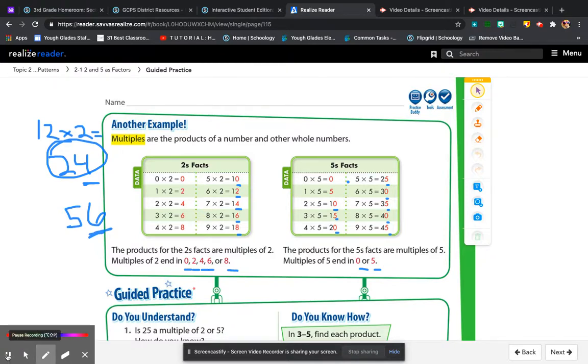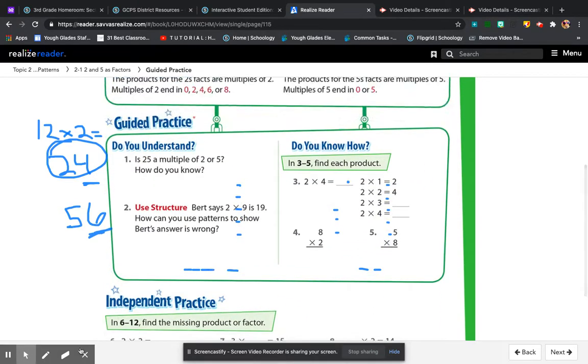So we just learned a new vocabulary word here, multiples. Multiples are products of a number. So there are multiples of 2 and there are multiples of 5. Products of the 2's facts, or the 2's tables, we might say, are multiples of 2. Products of the 5's facts are multiples of 5. So we're going to go ahead and do this guided practice here.